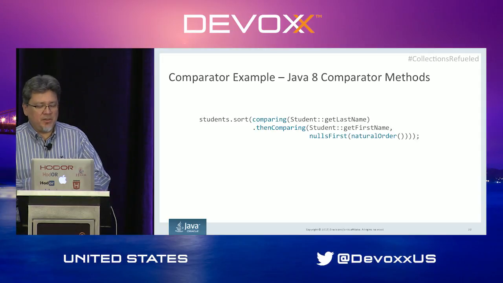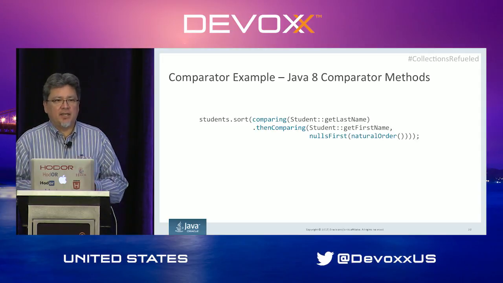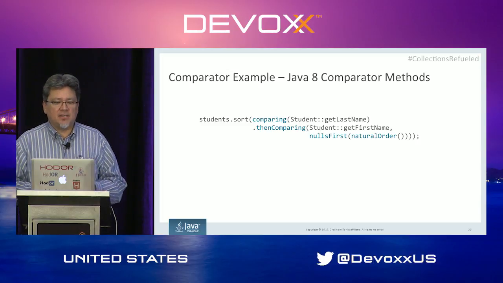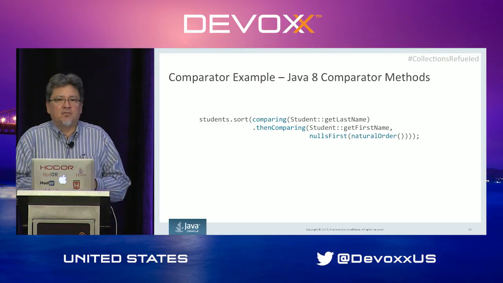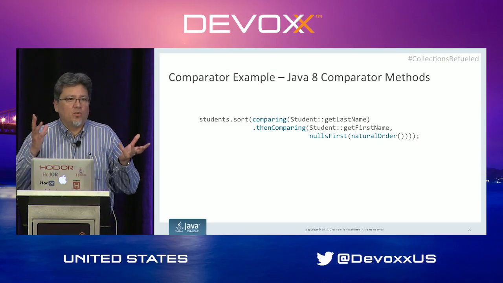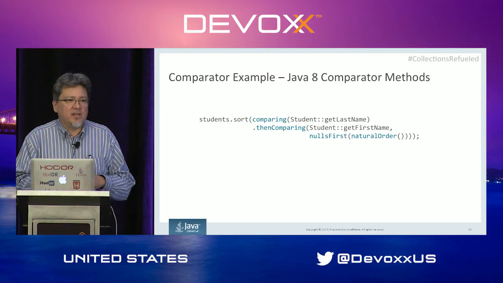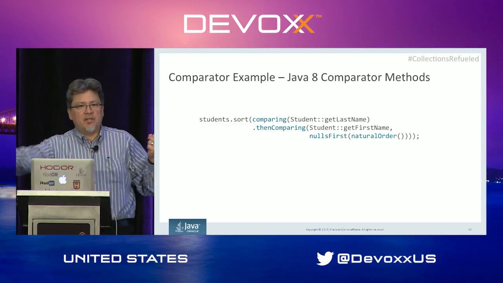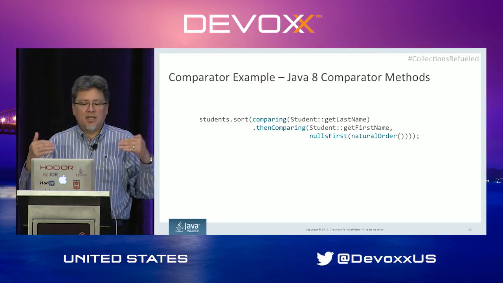And so what we do is there's a new method called comparator.comparing, and it takes what we call a key extractor. So in this case, it's get last name. It's just a method that gets a field out of your object. But what's interesting is a typical comparator is highly stylized code. I want to get the field from this object, and I want to get the field from this object, and then compare them.